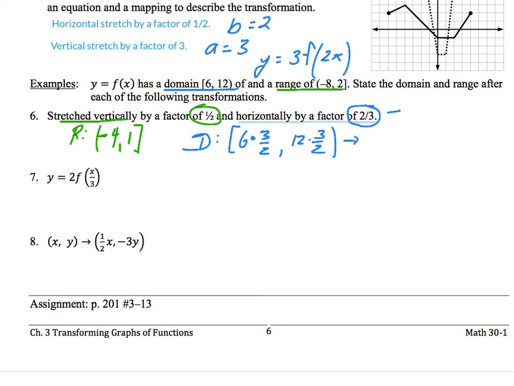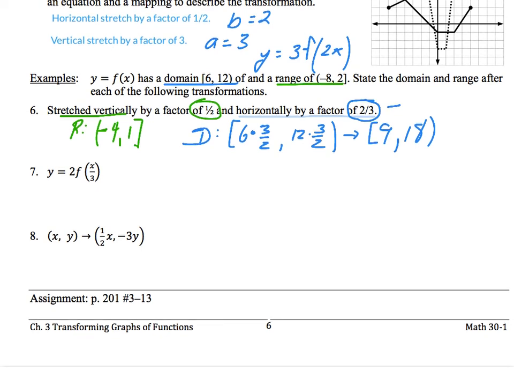And so our range, I should say our domain, will end up being 9, 18. And again, the bounds are the same. We include the 9 at the left end and don't include the 18 at the right end.